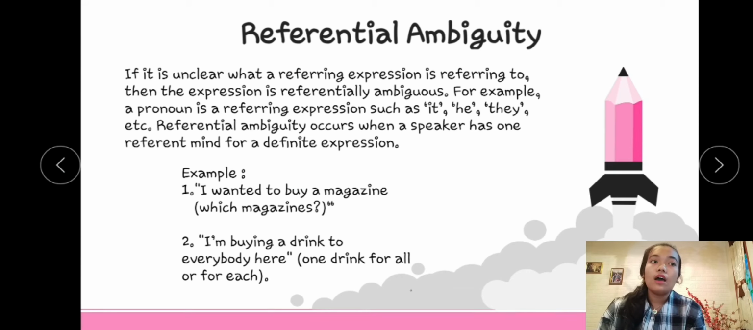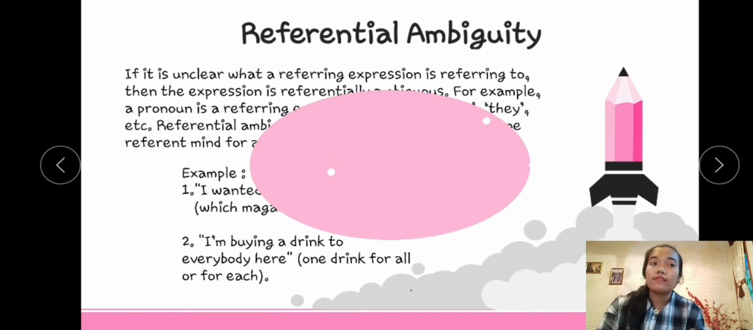For example, number 1, I want to buy a magazine. In here, which magazine? We don't know about that. And number 2, I'm buying a drink to everybody here. One drink for all or for each? We don't know about the question or the sentence.